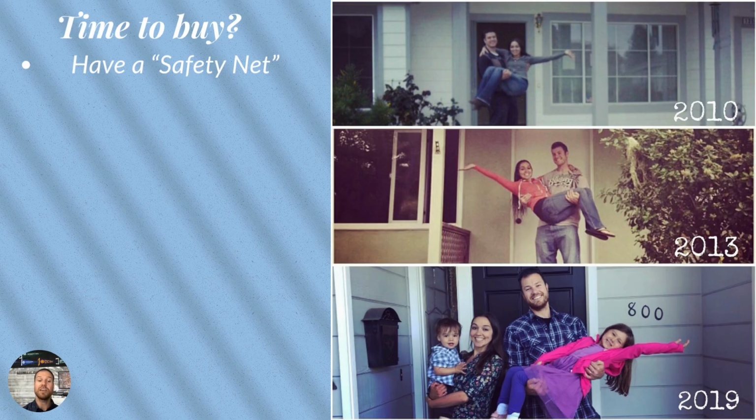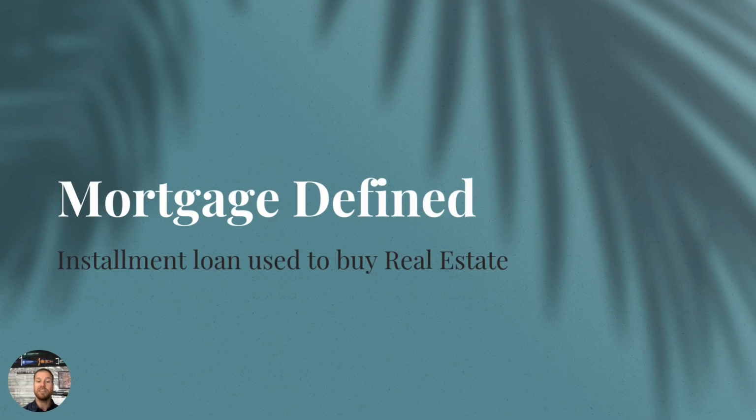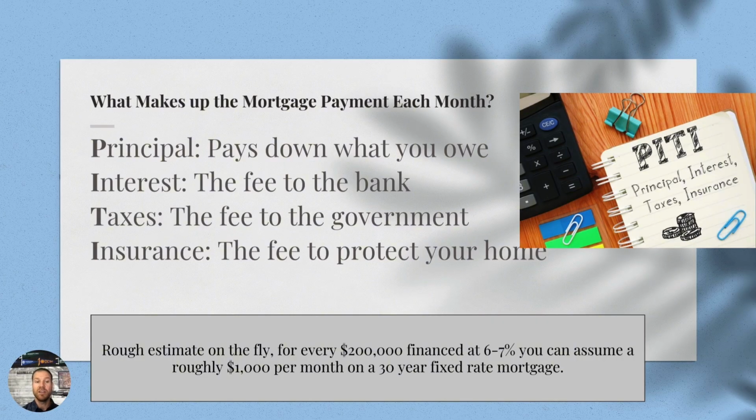And then once I have all that in place, it's time to go get pre-approved for a mortgage at the bank. A mortgage, by definition, is an installment loan used to buy real estate. The parts of a mortgage loan are called PITI, kind of ironic, if you will, but the PITI acronym stands for Principal, Interest, Taxes, and Insurance.